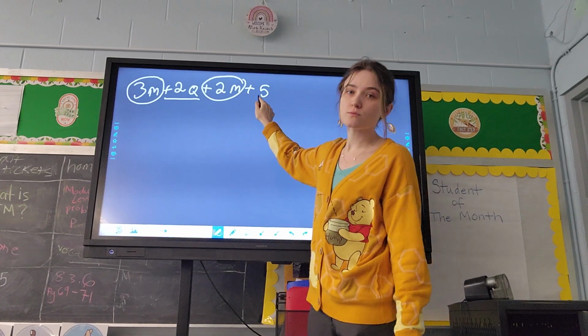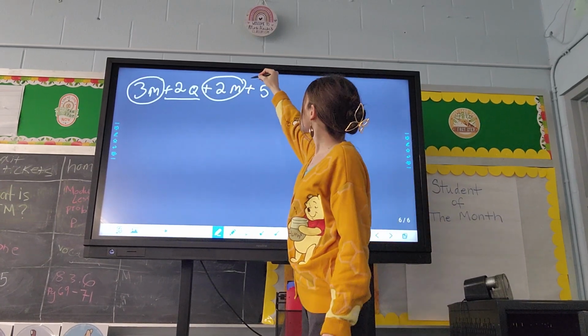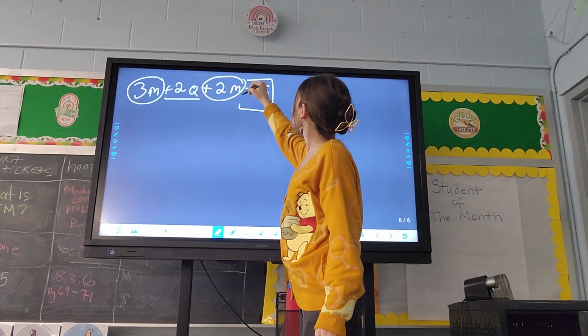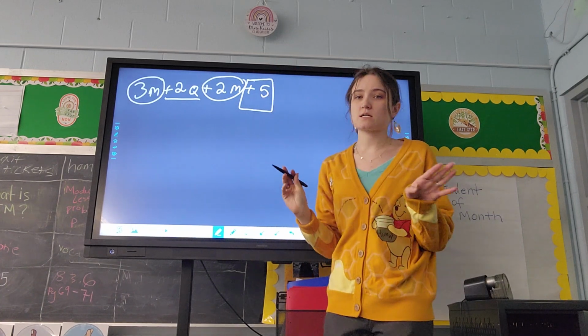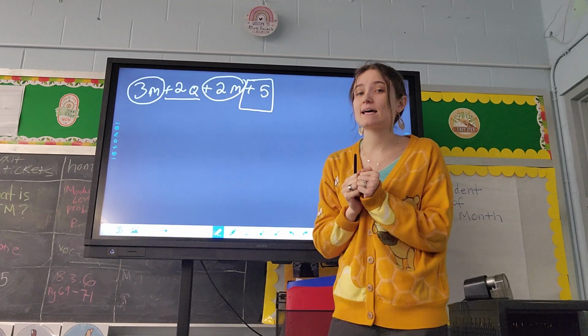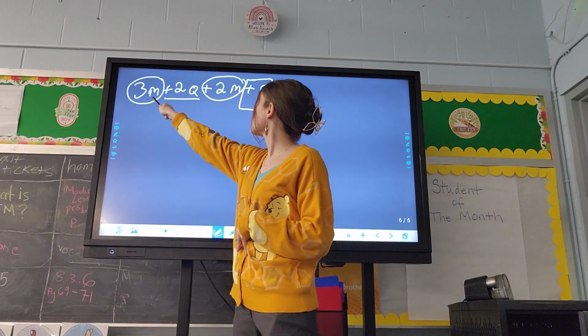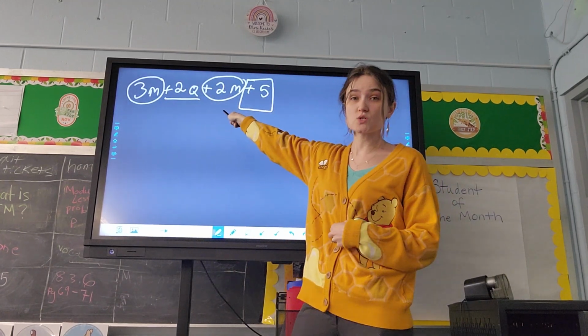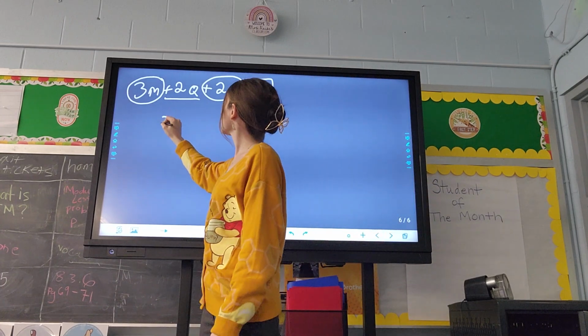Is this a q? No. It's an integer. It's a whole number. So I'm just going to put a nice little box around it. So, now I'm going to combine the like terms. What is 3m plus 2m, my two circled items? 5m.